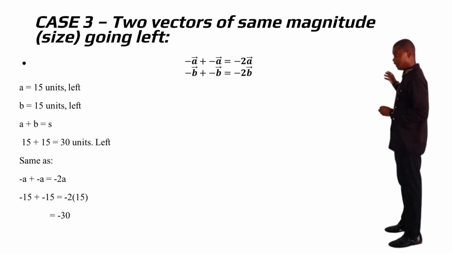Case 3 involves two vectors of the same magnitude, 15 units, both moving to the left. The resultant vector S is 30 units to the left, which is represented as minus 30.